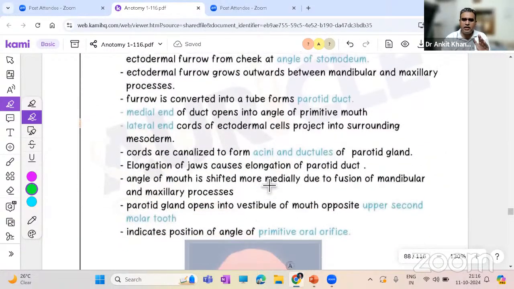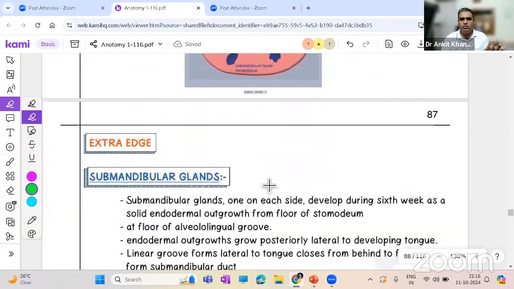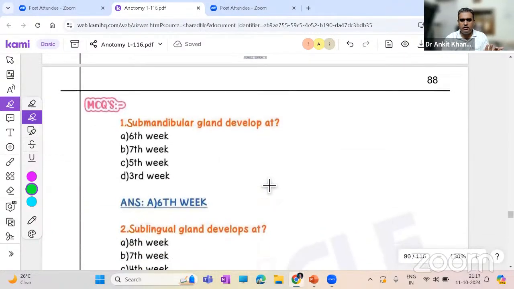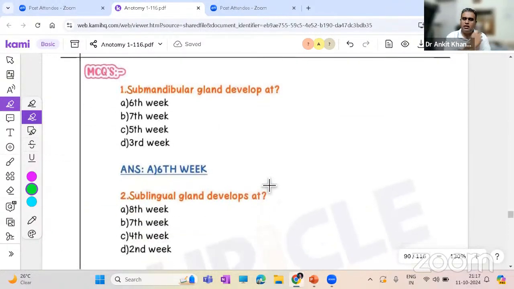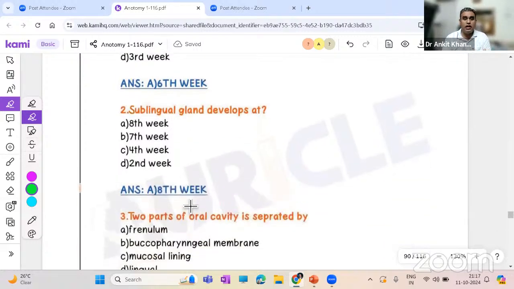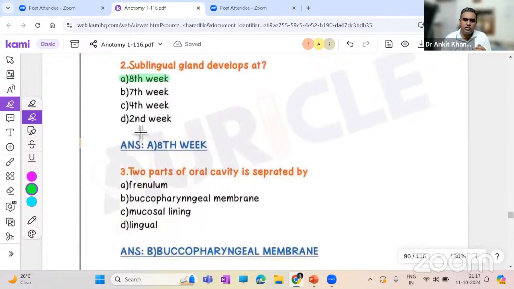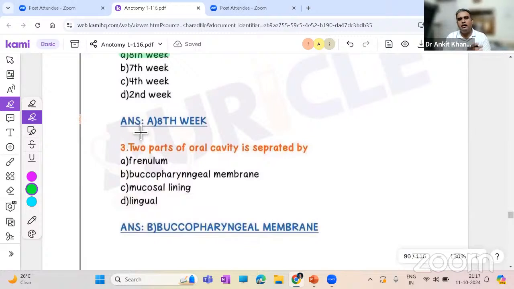The parotid gland explanation is more in the gross anatomy part, so it is needless to discuss over here. As for the timelines we can study, the submandibular gland develops at the 6th week. The sublingual gland develops at, I don't remember exactly, it might be the 7th or 8th week. And the two parts of the oral cavity are separated by the buccopharyngeal membrane, where epiblast and hypoblast fused, which we have already seen.